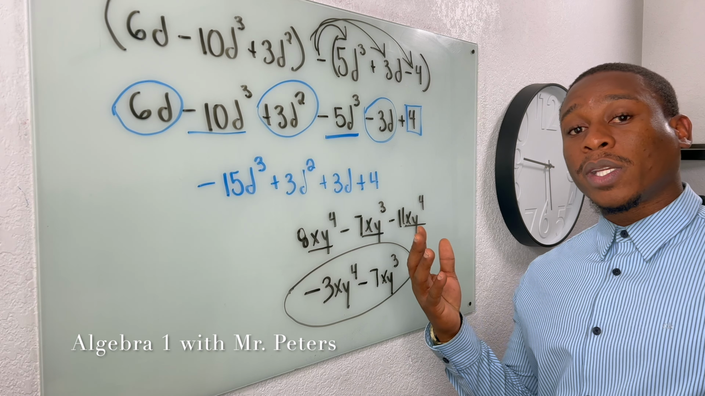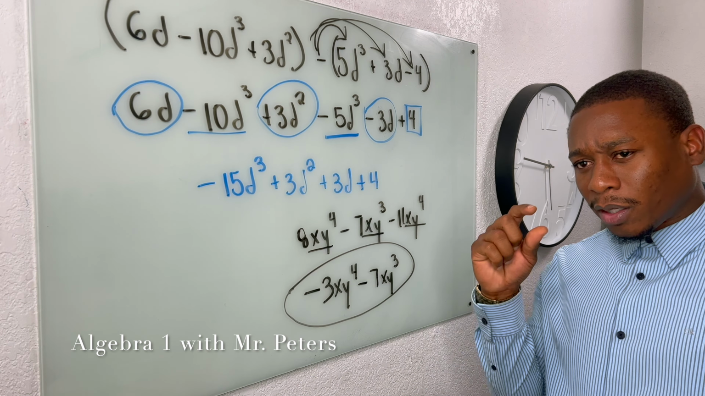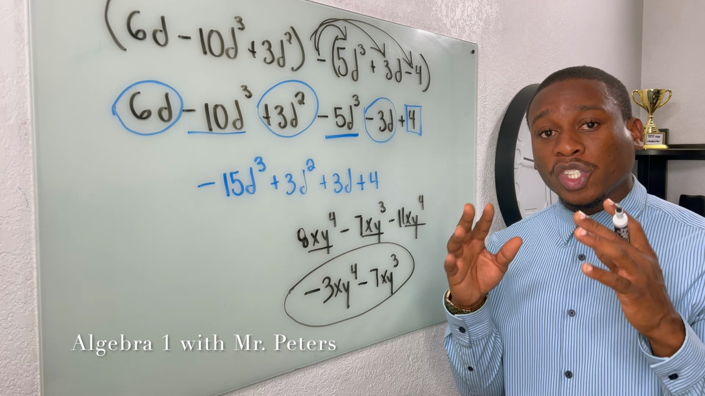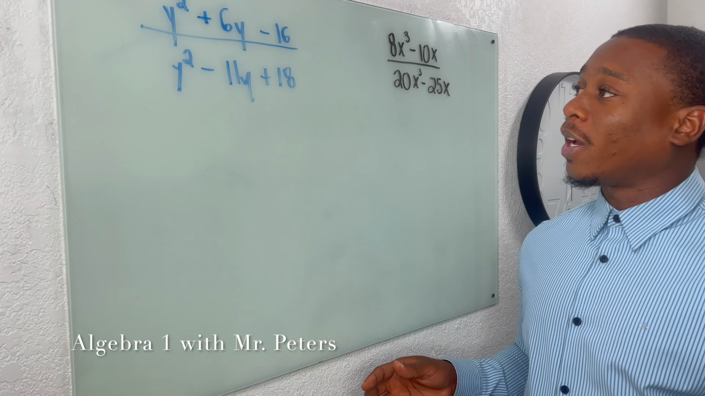So this is what I mean when they say they're going to try to throw in curveballs, throw in tricks, and you just have to pay attention to the very small details. So in the next two problems now, guys, we're dealing with simplifying rational expressions, polynomials, same thing. So the first thing we want to do is to simplify.